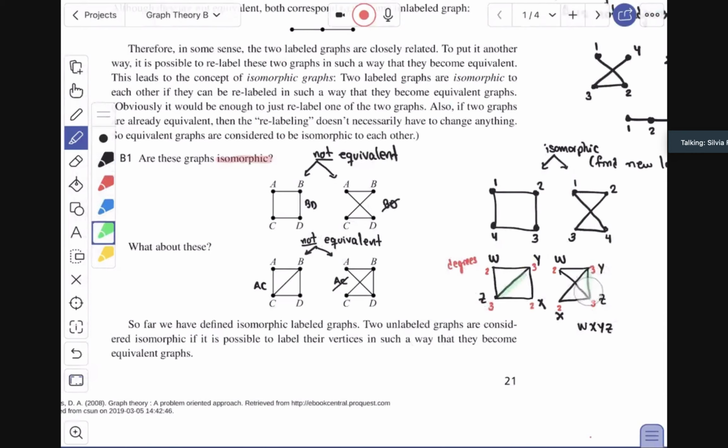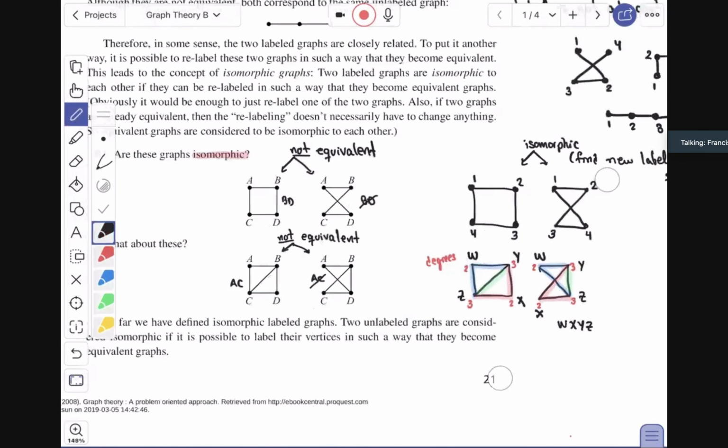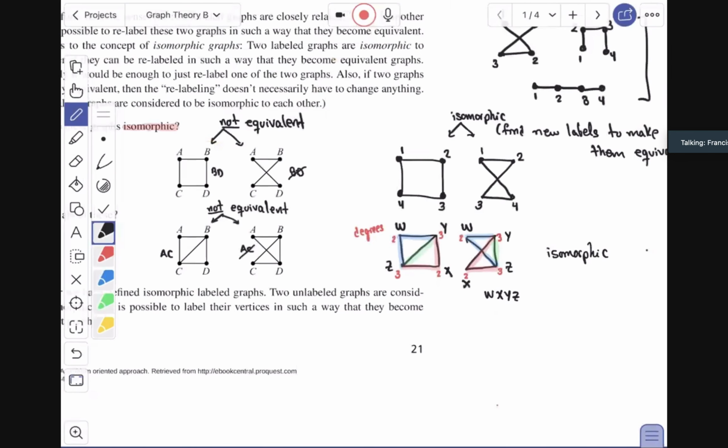So ZY is right here. And then I have these two, and these two. And then I have these two, and these two. So now they're equivalent, so they're isomorphic. So the answer to both of the graphs on the left is yes, they are, because we can change the graph, right? We change the labels. So two graphs are isomorphic.